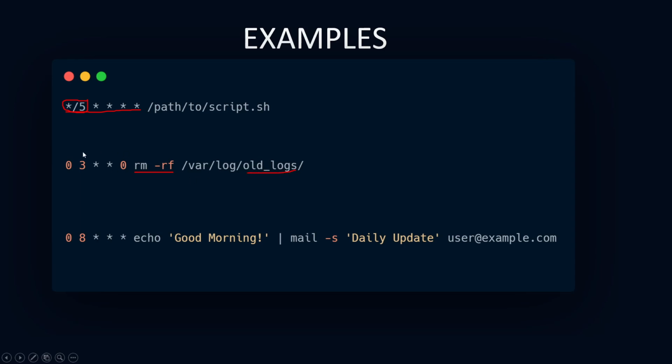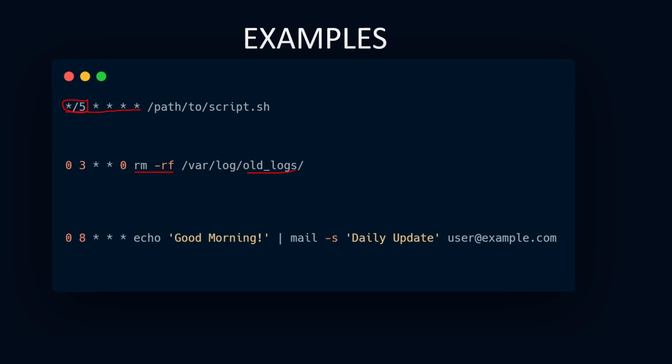Okay, at which time will it run? It will run at 3 a.m. on Sunday. So why is it 3 a.m.? Okay, let's check. The first asterisk is 0. 0 is represented by the minutes. Okay, so it will be at 0 minute.